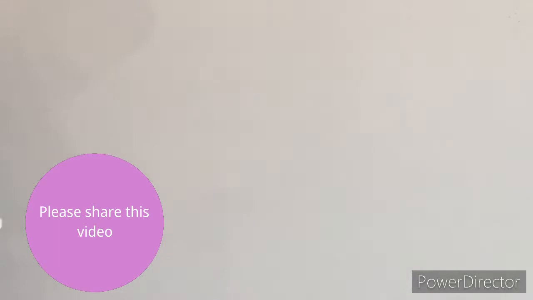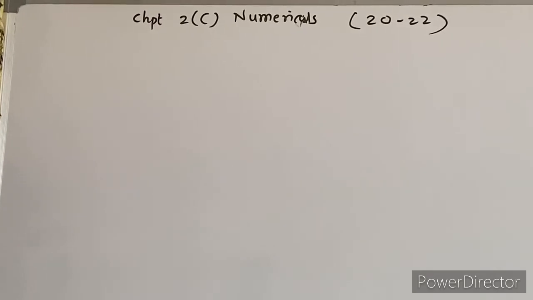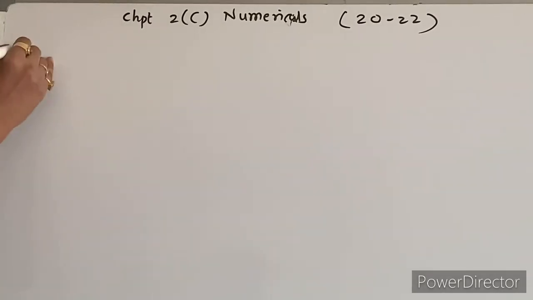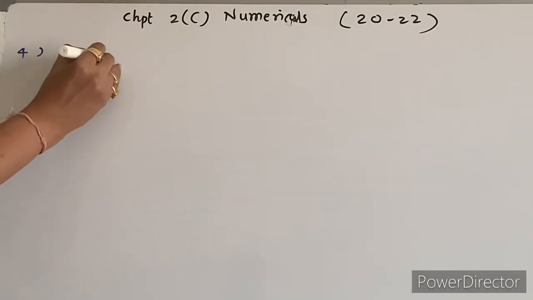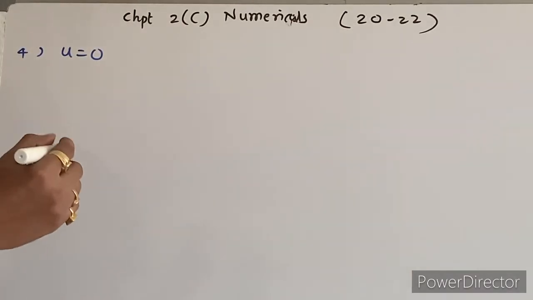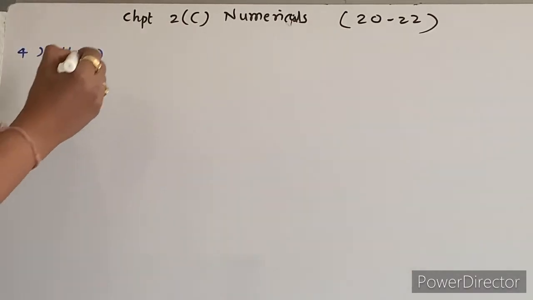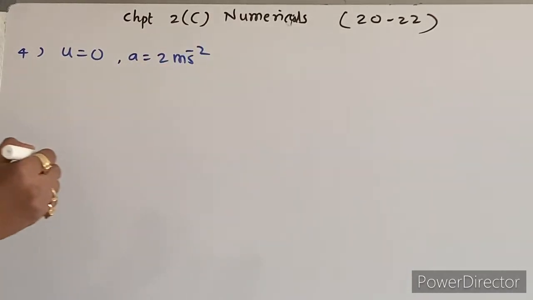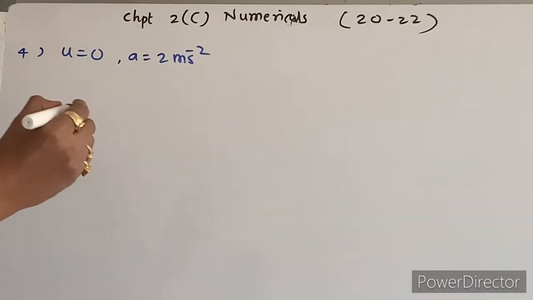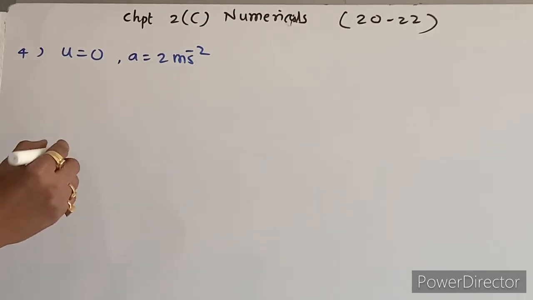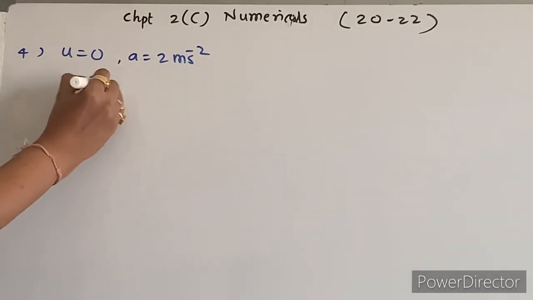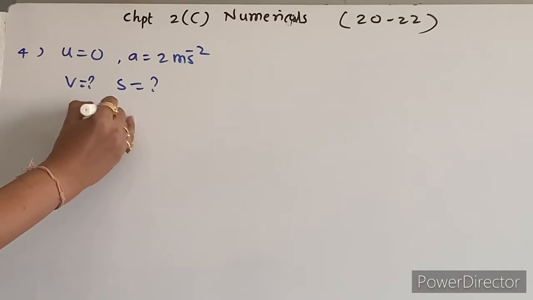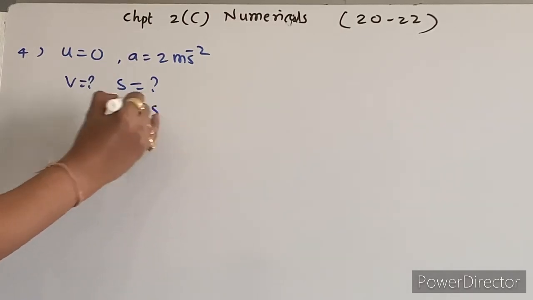What is given in the fourth? A body is initially at rest, means u is equal to 0. Starting with a constant acceleration, a is given as 2 meter per second square. Calculate the velocity acquired and the distance travelled in 5 seconds. Velocity and distance travelled after t is equal to 5 seconds.